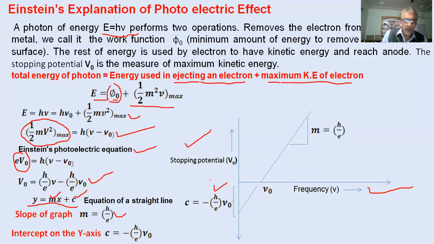And this equation was verified by Millikan. Robert Millikan was a scientist who was doing experiments at that time. He was unconvinced by Einstein's photoelectric equation and set out to prove Einstein wrong. But in the end, he proved that Einstein was right, because he conducted experiments and this equation was proved correct.